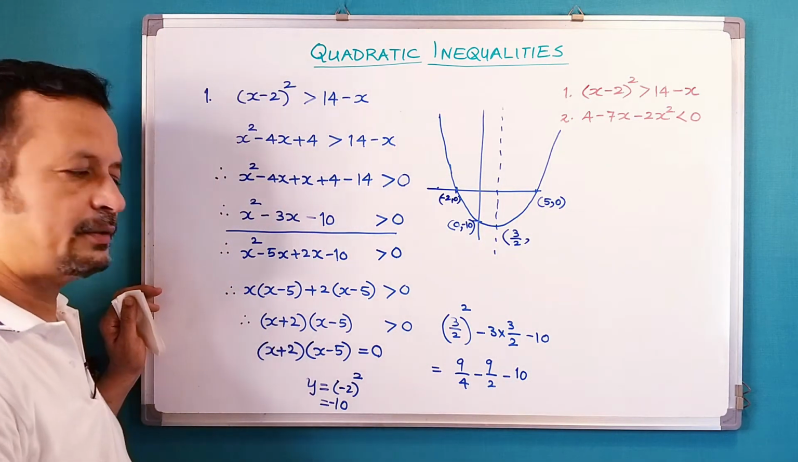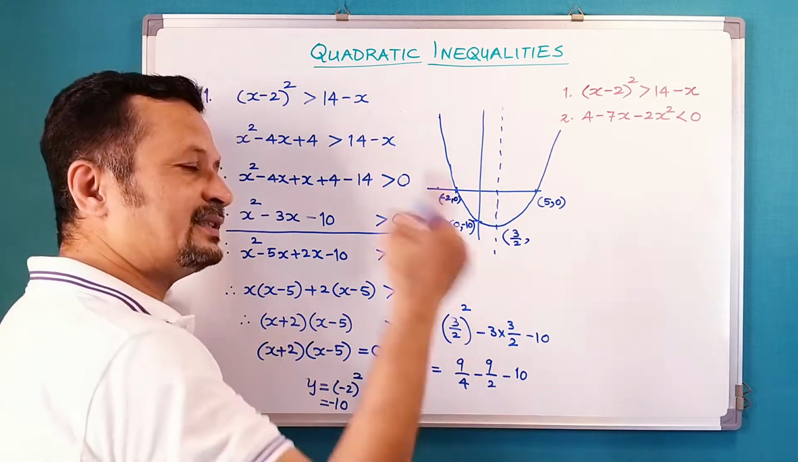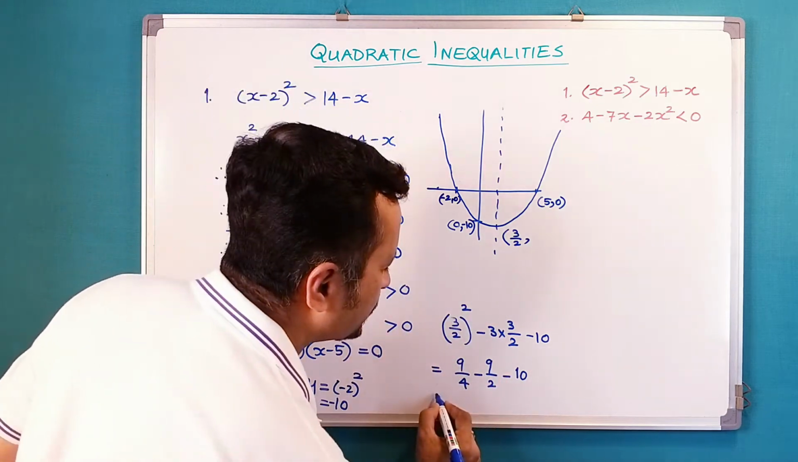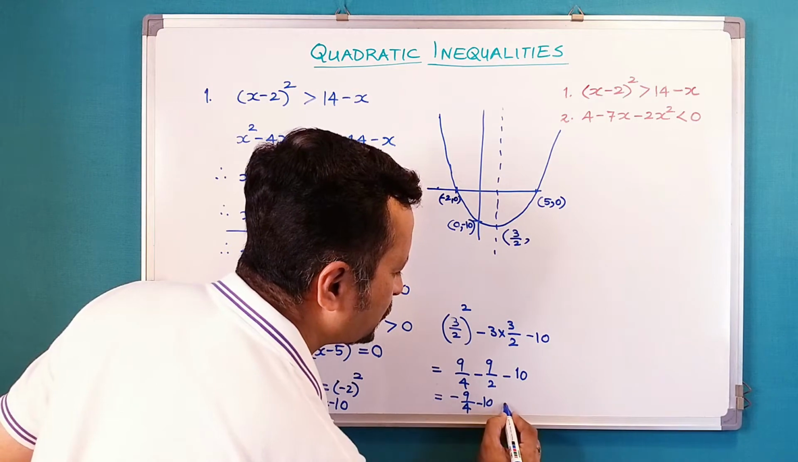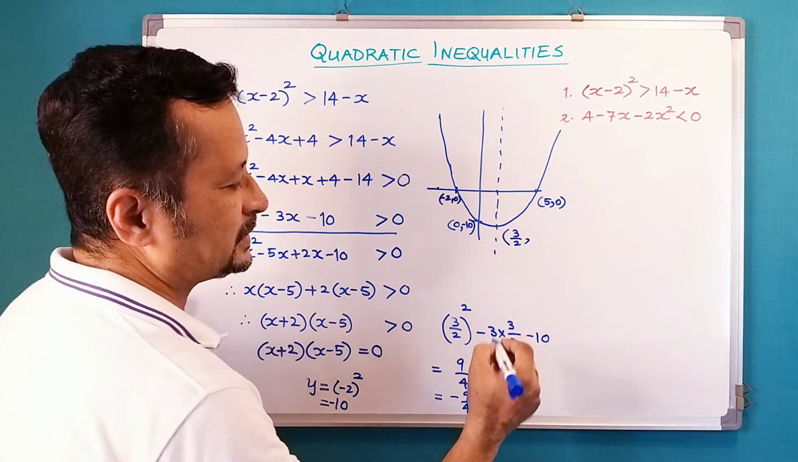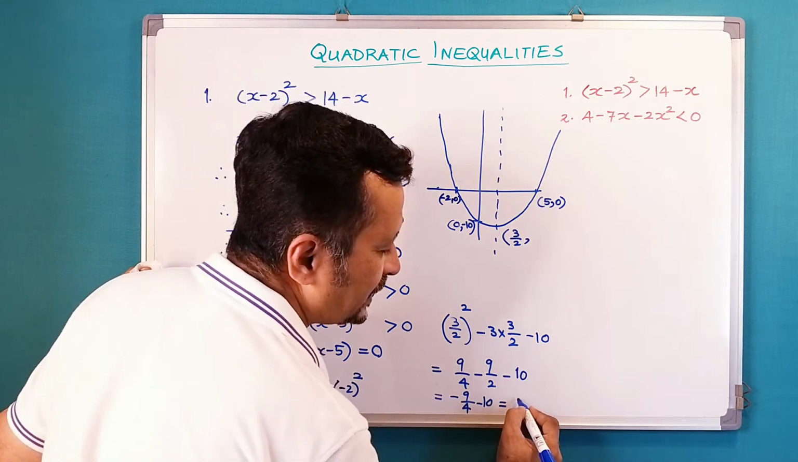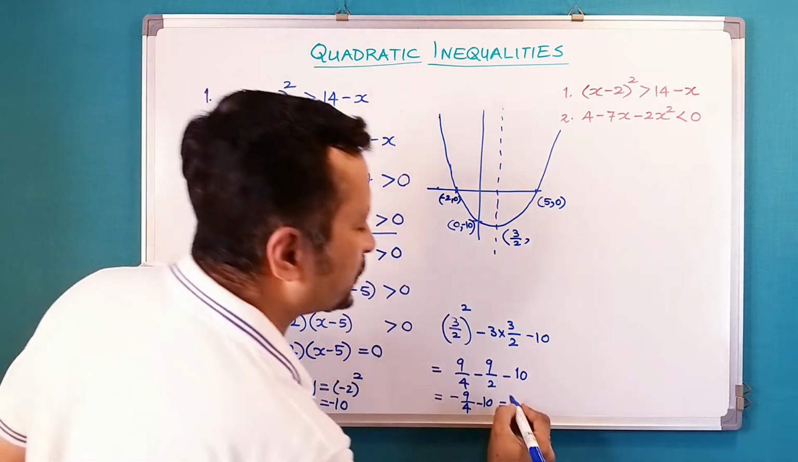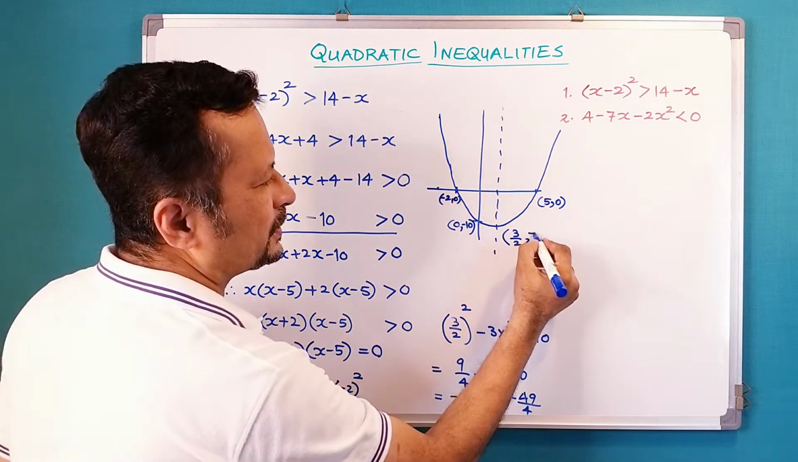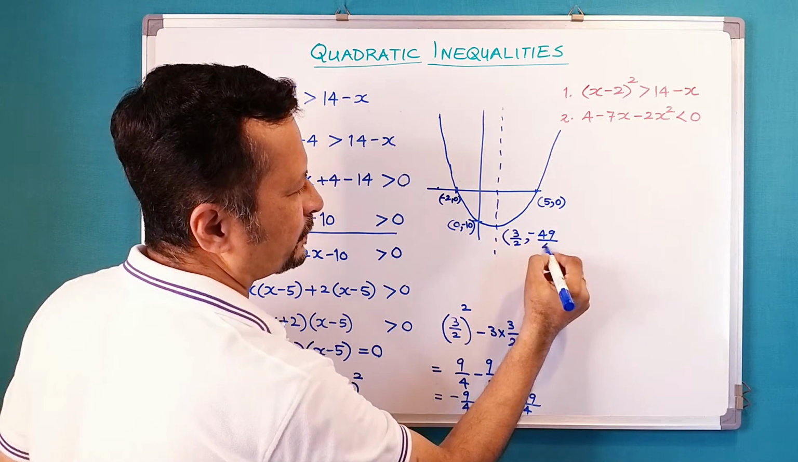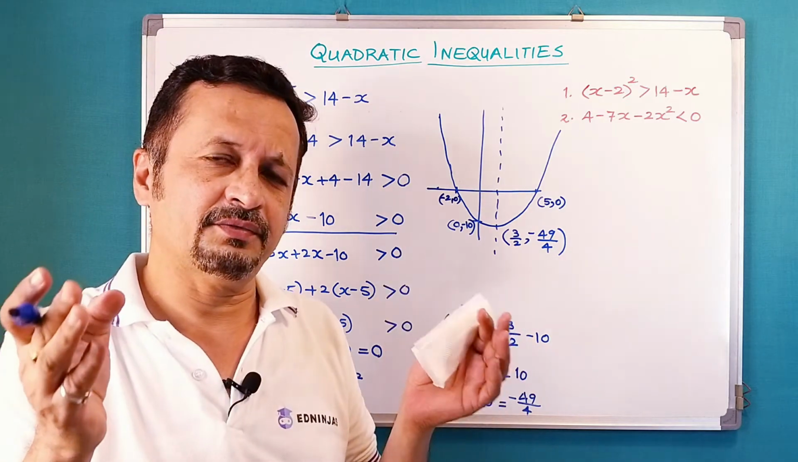So how much would that be? 9 by 4 minus 9 by 2 would be minus 9 by 4. So minus 9 by 4 minus 10. That would be equal to (-9 minus 40) upon 4. So minus 49 by 4. So this would be the y coordinate of the vertex. But then, are we really interested in finding the vertex?